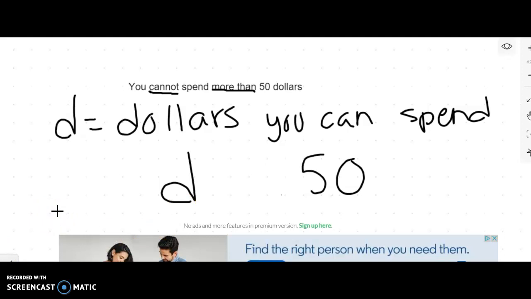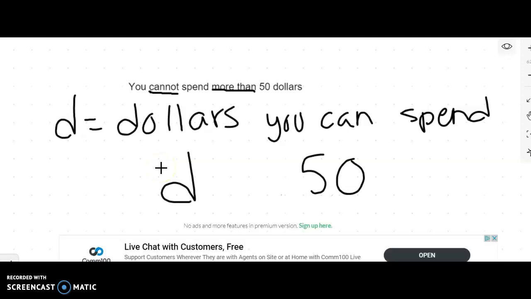So you should have it done by now. If not, go ahead and pause it. So D is the dollars that we can spend. So that means you can't spend more than $50. So I'm going to make this a less than sign because you must spend less than $50. But you can also spend $50. So since you can spend exactly $50, I'm going to put the line under here to show that it's less than or equal to.